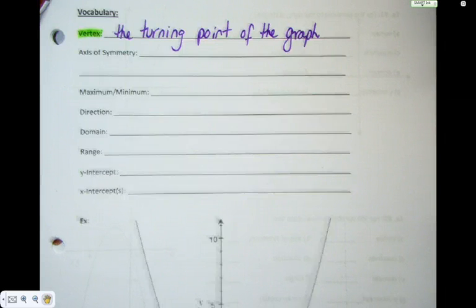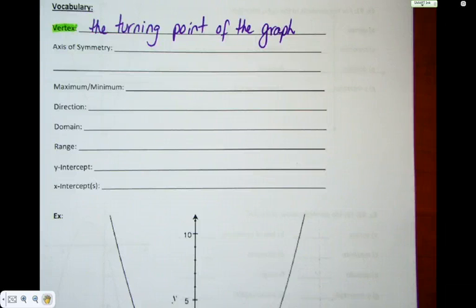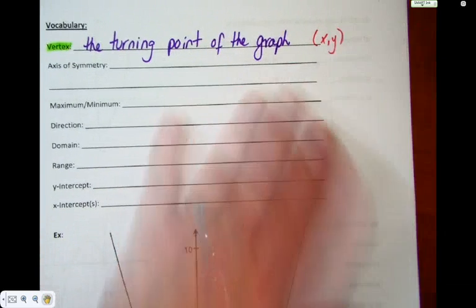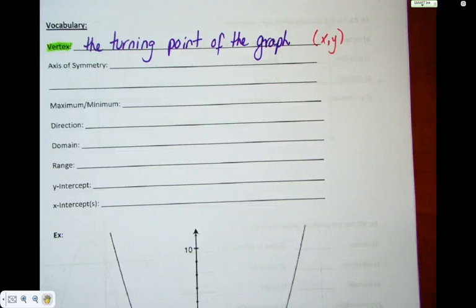Grabbing your red pen, I'm going to show you after the definition how we express the answer. This would be given as a coordinate point with an x value and then a y value. So it's an actual point on the graph that is called the vertex.